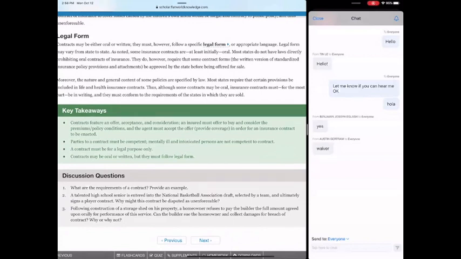But if that were you, if you were the contractor that had just built this storage shed and the homeowner refused to pay you after agreeing on this, should you be able to sue the homeowner and collect damages for breach of contract? What do you think? What would it depend on?